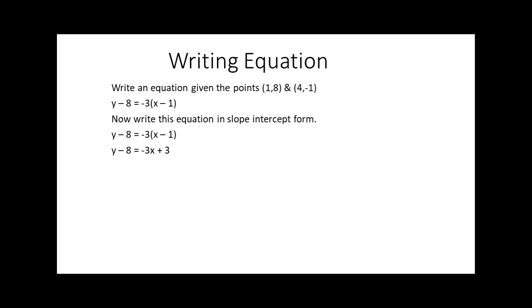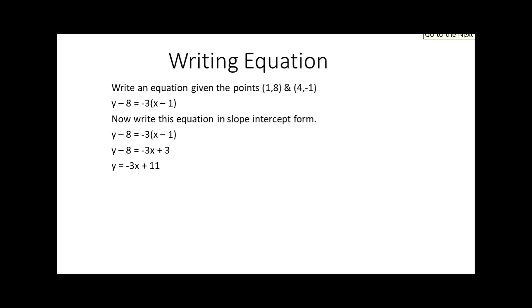Now move that 8 to the other side. It's minus, so add it. So now we get y equals -3x plus 11. That's slope-intercept form of an equation. So here we have point slope form. Here we have slope-intercept form.